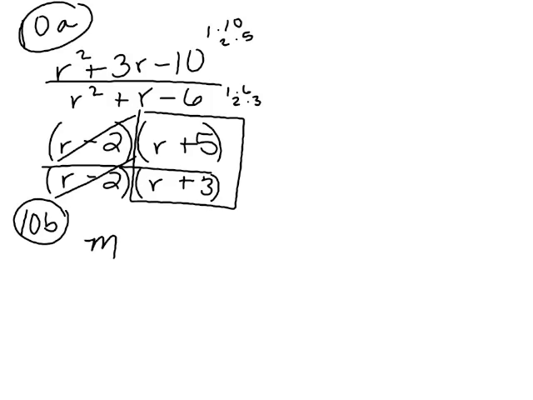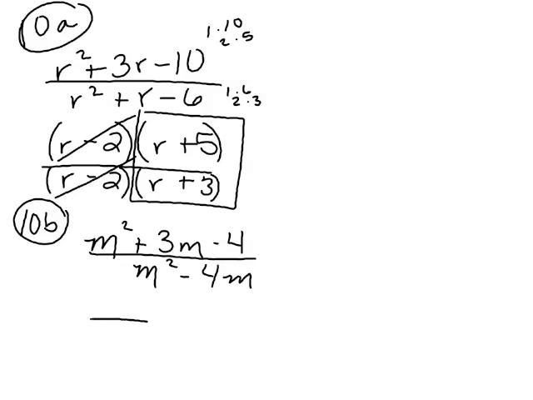10b: m squared plus 3m minus 4 over m squared minus 4m. Okay, work each line. Let's start with our top line. So what times what is m squared? m. And then factors of 4: 1 and 4, 2 and 2.